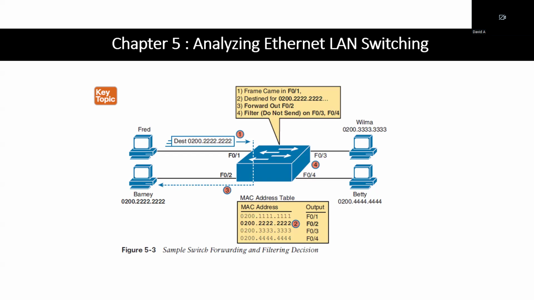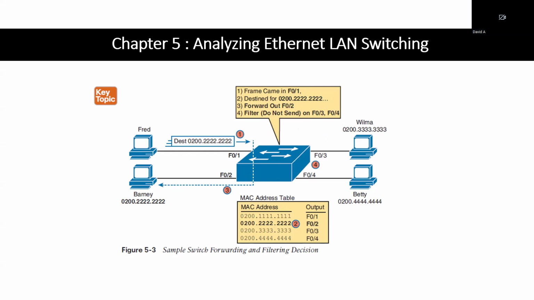Now, going back to the logic, the primary functions of the switch, I now know where to forward this frame: FastEthernet 0/2. Excellent. I'm going to forward it there. But also, with that logic, I know where not to forward that frame, aka filter. That's step number four. I'm not going to send it out FastEthernet 0/3 and FastEthernet 0/4 because it's not meant for them.